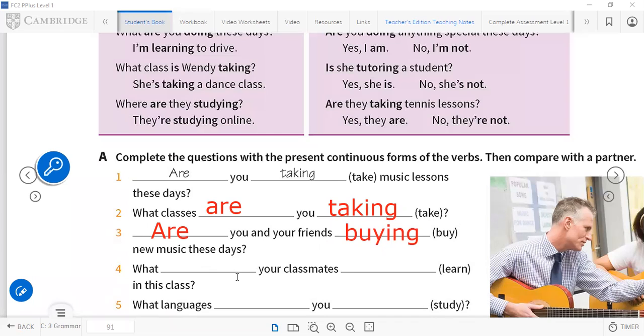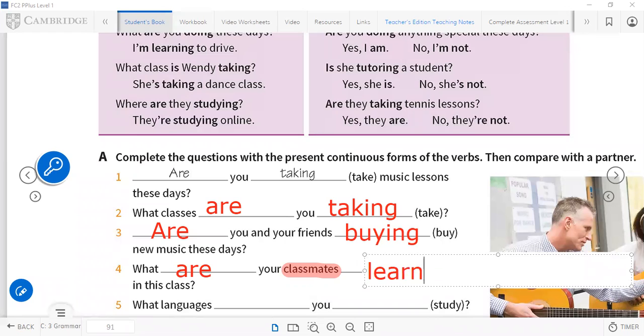Okay, another one. What your classmates learn in this class? Obviously, your classmates, that's in plural, como vemos, también es plural, classmates. And so I think the answer comes here. What are, right? What are your classmates learning?